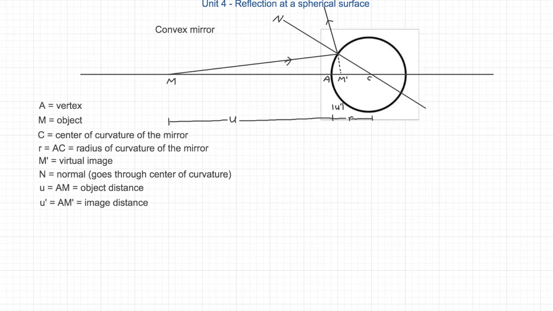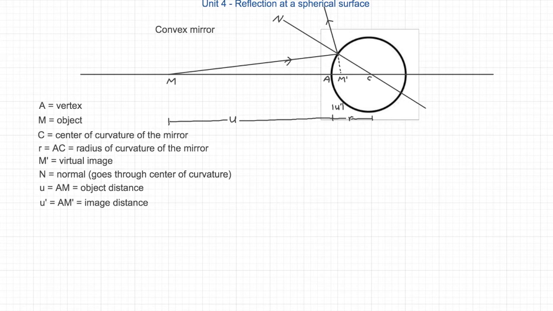We call the part of the surface that crosses the optical axis A. That's also called the vertex of the surface. We randomly place our object M on the optical axis. We already said that C is the center of curvature of the mirror. The radius of that surface is defined as AC. That's the distance from A to C, the vertex to the center, and that is a positive direction for a convex surface. We arbitrarily place our image M prime on the optical axis.